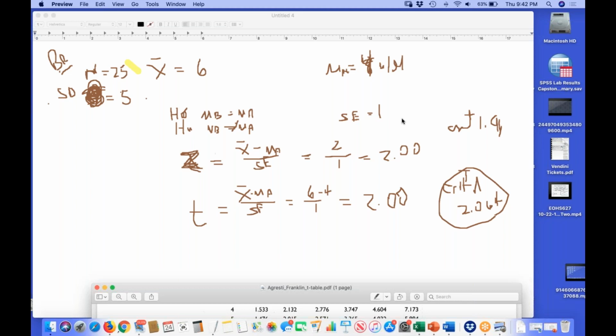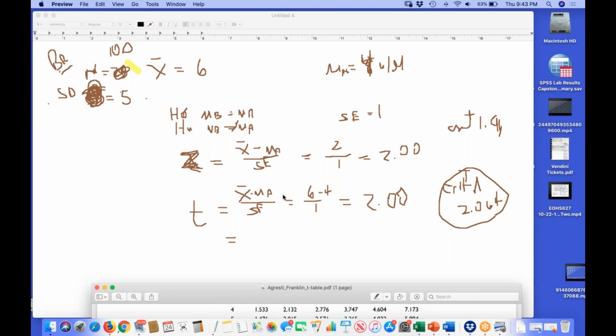When I did it before with z, I could reject my null hypothesis because I was able to exceed my critical value. Exactly. Let me change one more thing on here. I'm going to do a sample size of 100. So now it's a sample size of 100, still standard deviation is equal to 5, right?